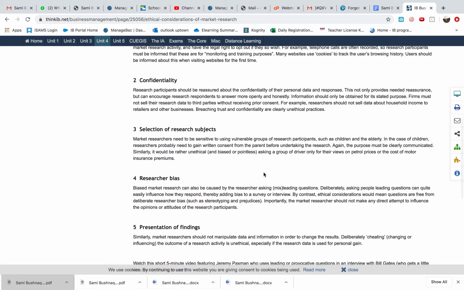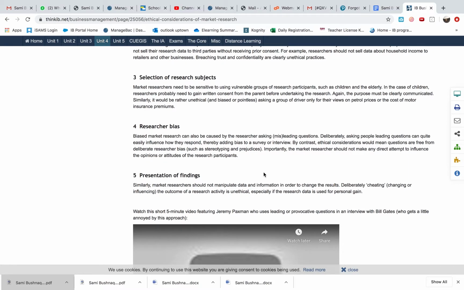A lot of research participants should be reassured about confidentiality of personal responses, so they might be kept anonymous. So for your IAs, once again, you're going to want to promise anonymity to a lot of your firms, because if they're releasing financial data, they might not want their competitors to see that.